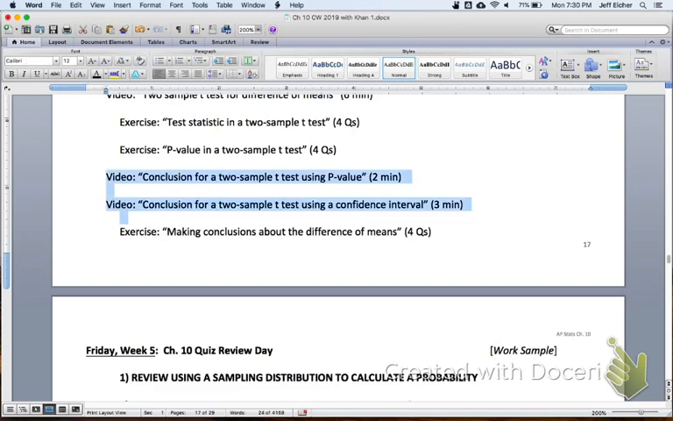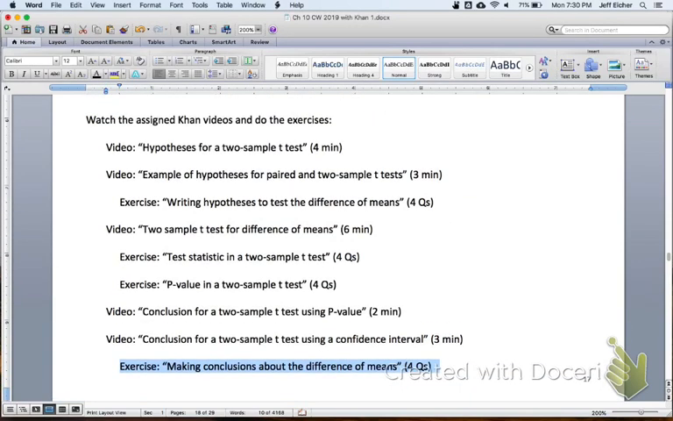And then lastly, there's 2 more videos. You have concluding a test using a p-value. That should be pretty review for you since we've been concluding tests for a while now. And then also connecting, the last video connects a t-test to its corresponding confidence interval. And then this exercise of 4 questions will cover those videos. So you have 5 videos, and you have 4 exercises. But again, whatever you don't finish, you should finish for homework.